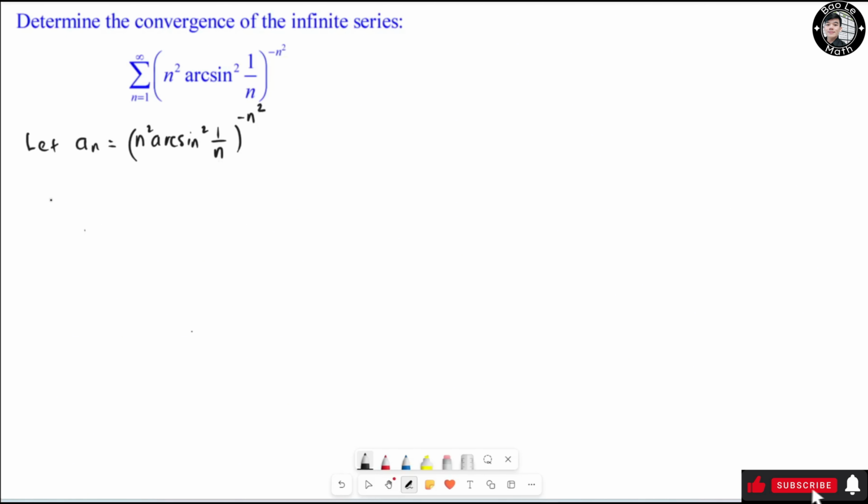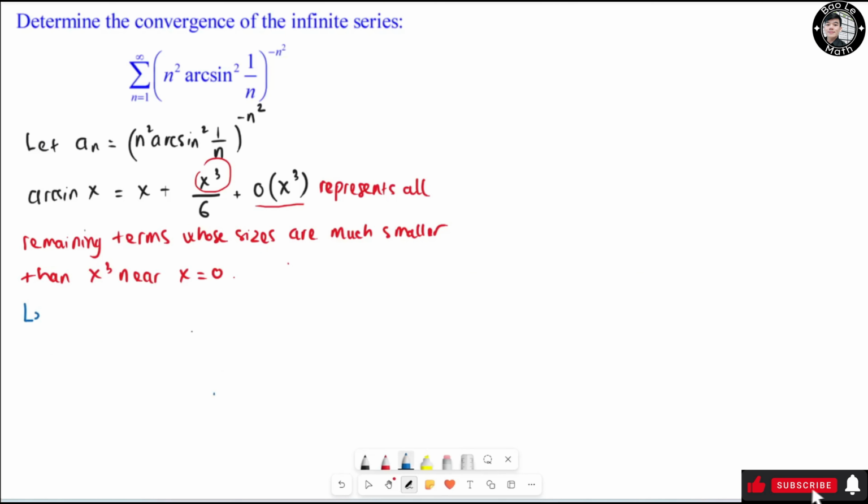Now we know that the Taylor series for arcsin of s at s equals 0 is given by arcsin of s equals s plus s cubed over 6 plus o of s cubed, where o of s cubed represents all remaining terms whose sizes are much smaller than s cubed near s equals 0. Now we're going to let s be 1 over n. We substitute back over here.